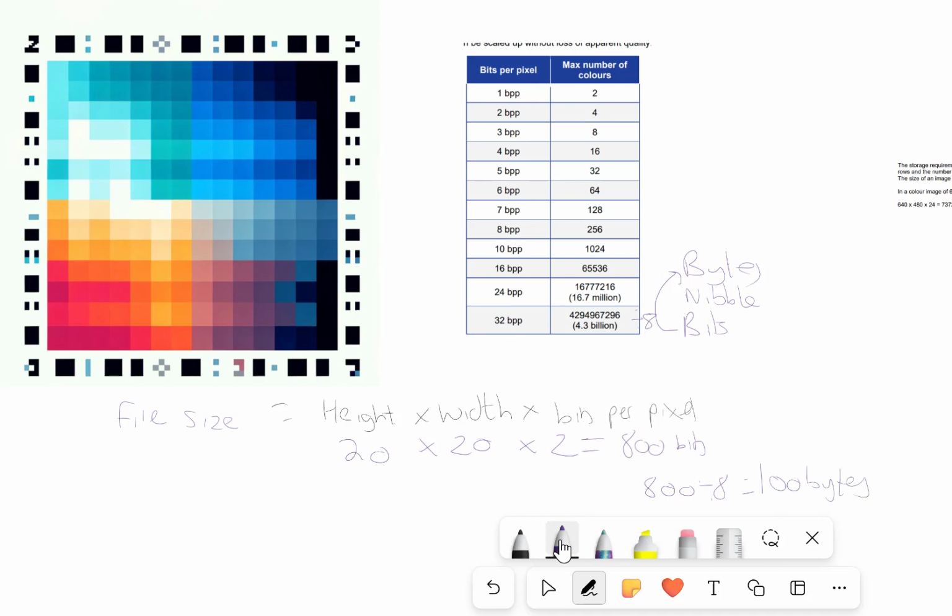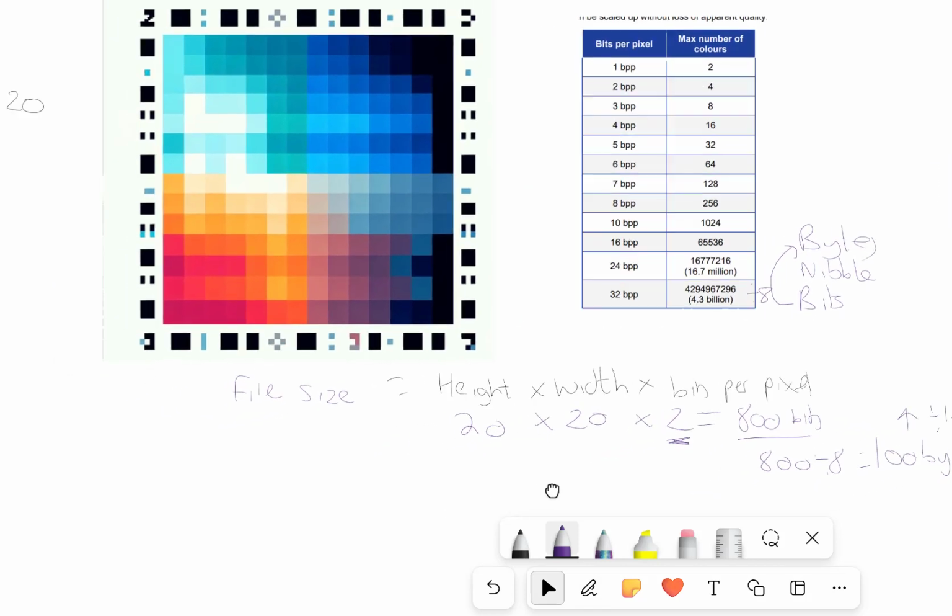So we've just calculated the file size of this image by taking the width, the height, the bits per pixel. It gave us our answer as bits. We now turned it into bytes. If we wanted to turn it to kilobytes, we'd then divide it by 1024. But we're not going to do that. So let's do another example.